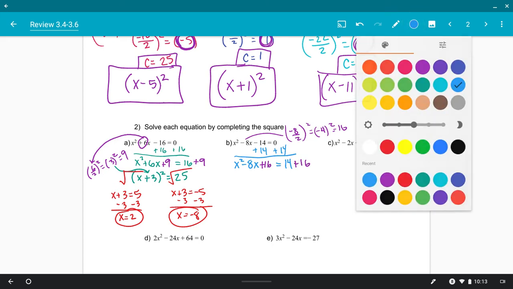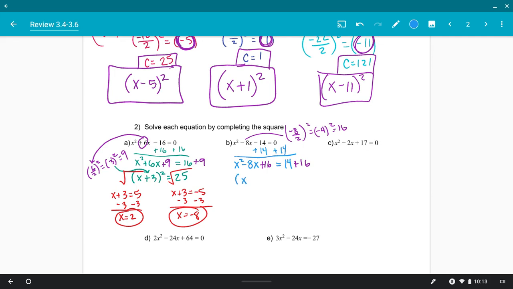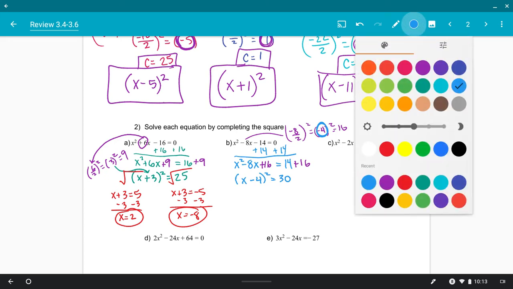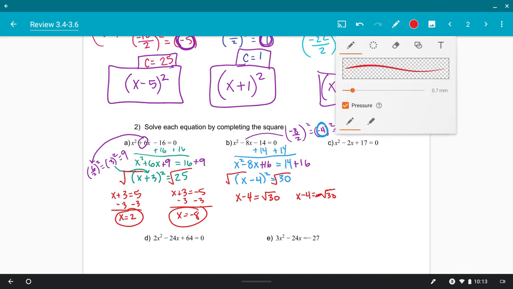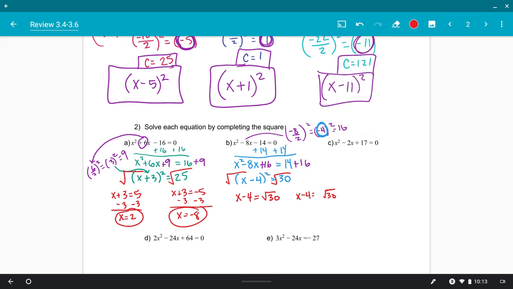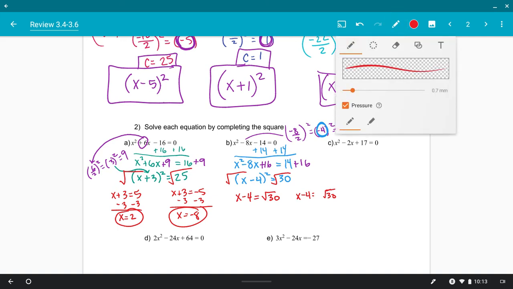So then we're going to go x minus 4 is going to go in here, squared, equals 30. And then I'll solve in red. So we square root, x minus 4 equals square root 30, and x minus 4 equals negative square root 30. It's a negative. I'm afraid you guys are going to not read that correctly, so I'm just going to rewrite it.